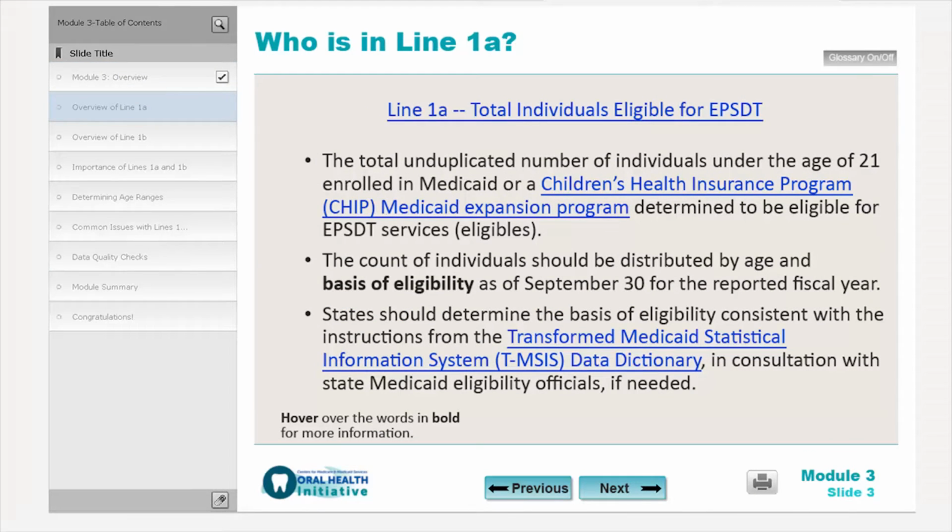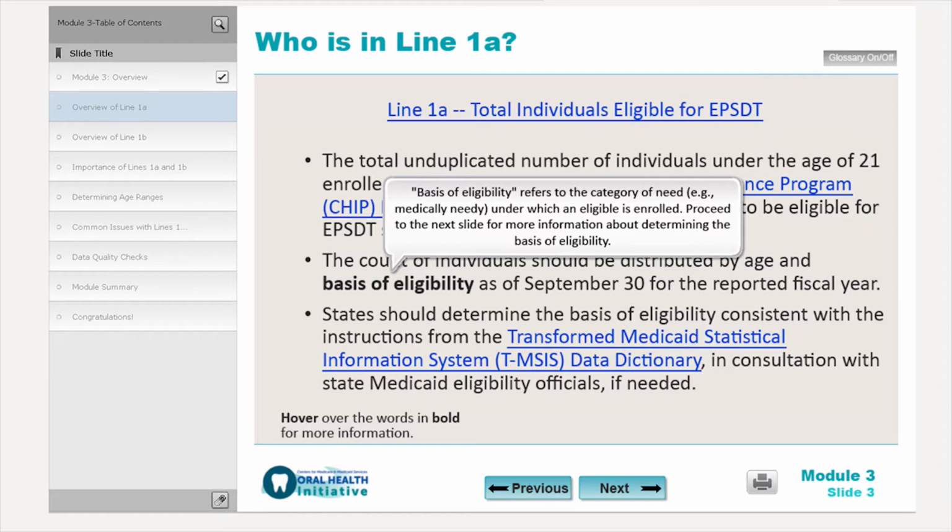Let's first look at line 1A, the total individuals eligible for EPSDT. More specifically, line 1A is the total unduplicated number of individuals under the age of 21 enrolled in Medicaid or a Children's Health Insurance Program or CHIP Medicaid Expansion Program determined to be eligible for EPSDT services, also known as eligibles. The count of individuals should be distributed by age and basis of eligibility as of September 30th for the reported fiscal year.